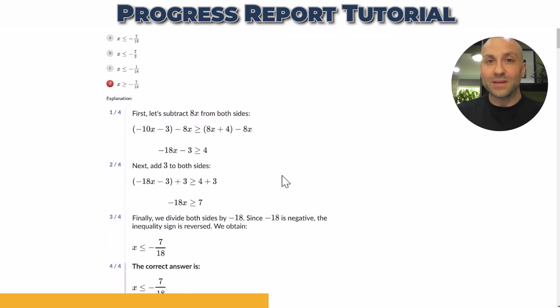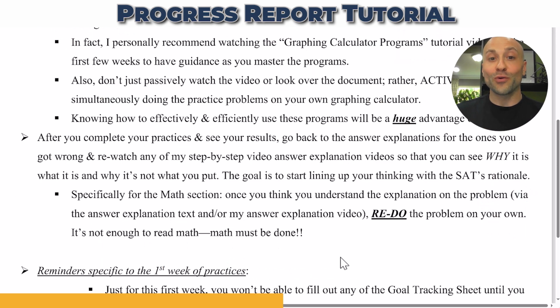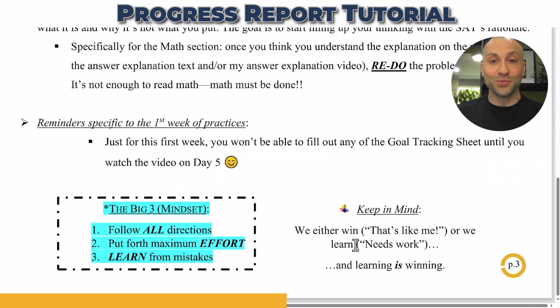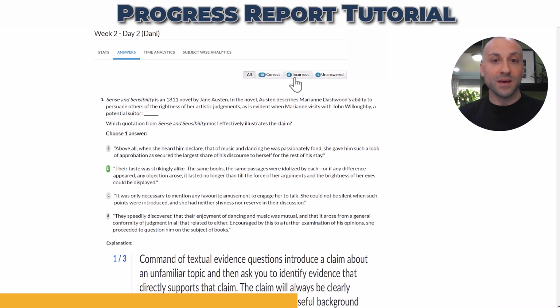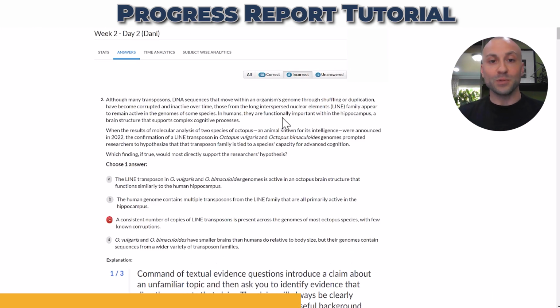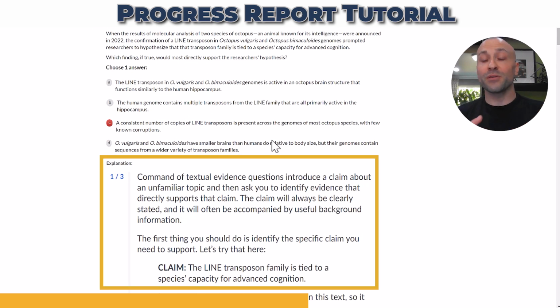Then, once you feel comfortable with the actual approach to the question that you got wrong, what's really important is to then redo those incorrect questions, just like I say in the practice schedule. Why? Because, as I mentioned in our reminders document, which is page 3 of your folder, it's not enough to just read math. Math must be done. So that's essentially how you'll use the incorrect tab to be able to go through the ones you got wrong. For reading and writing, reading the explanation. For math, watching the video.